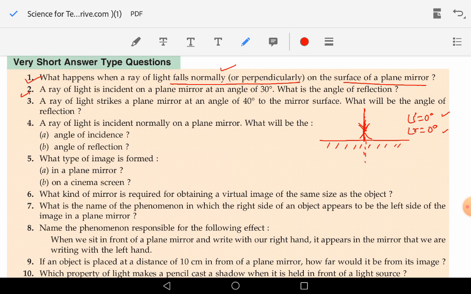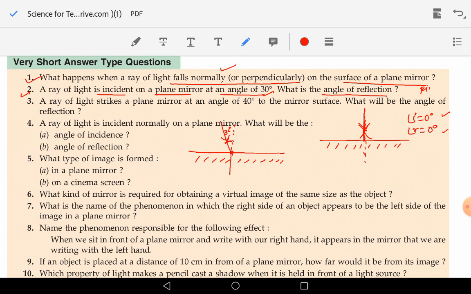Now question number 2, that a ray of light is incident on a plane mirror at an angle of 30 degree. So let us just understand what the situation is. So this is a plane mirror and the incident ray of light is falling on the plane mirror at an angle of 30 degree. So this is the point of incidence where the incident ray of light strikes the surface of the mirror, and this is the normal. So we all know this angle is 30 degree right now. So what is the angle of reflection?